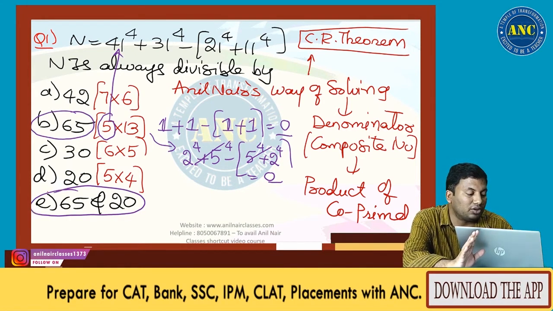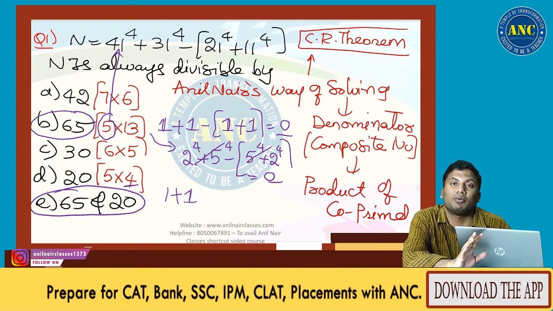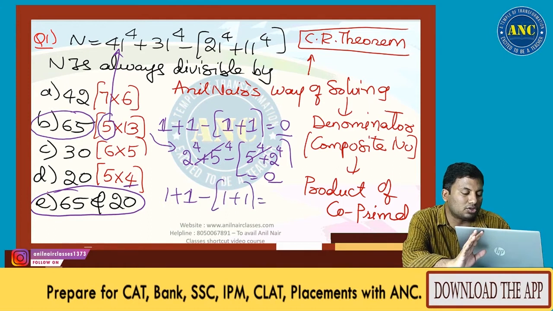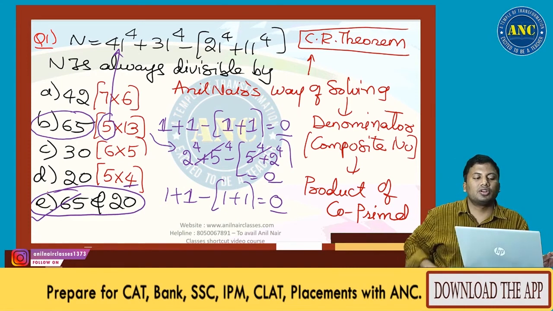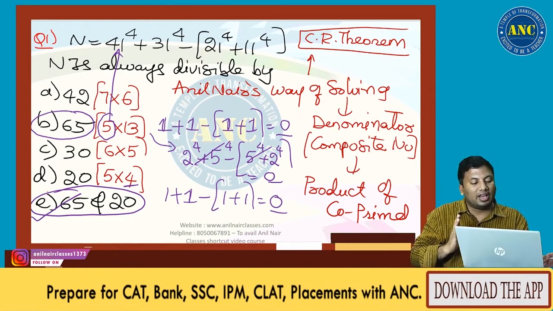20 is 5 into 4. Let me check with 4. 4 10s are 41. 4 8s are 32 minus 1 power 1. 1. 4 5s are 21. 4 3s are 12 minus 1 plus 1. 2 minus 2 is 0. It is also divisible by 65 and 20.